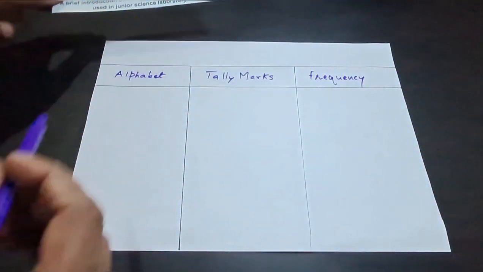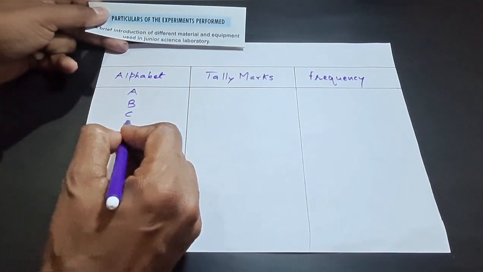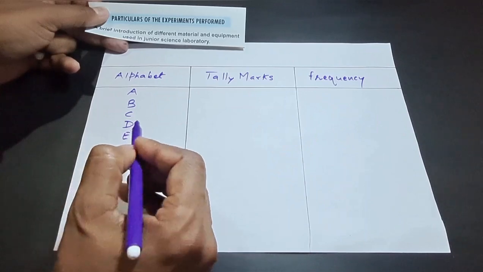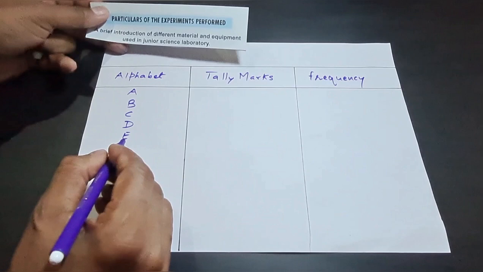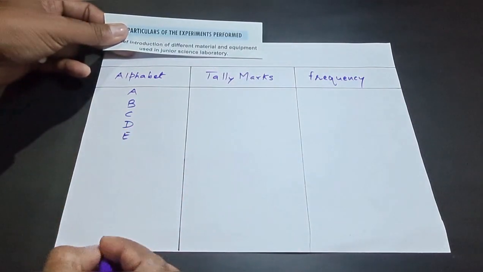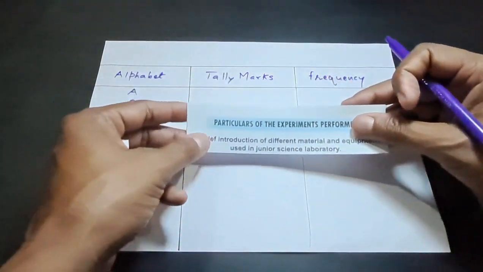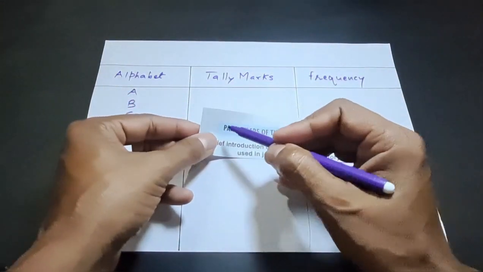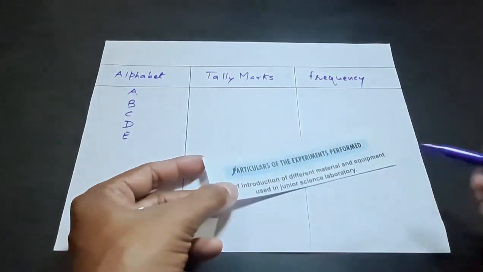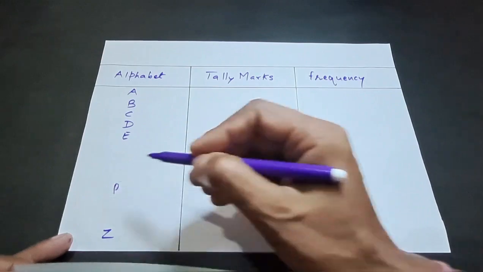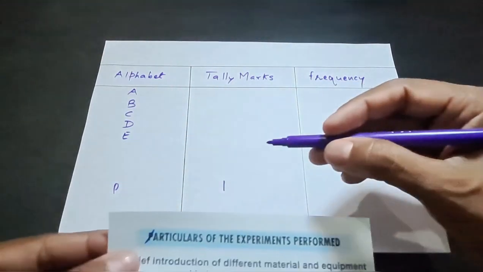So in the alphabet column, you can write all the alphabets from A to Z. I'm not writing everything here because that will be a big table. So you have to make the table in such a way that you have to write all the alphabets up to Z. So what do you have to do next? Whenever you see the first alphabet here, the first alphabet here is P, right? So strike off P, and along the P you just write 1. So that shows that the tally marks for P is 1.